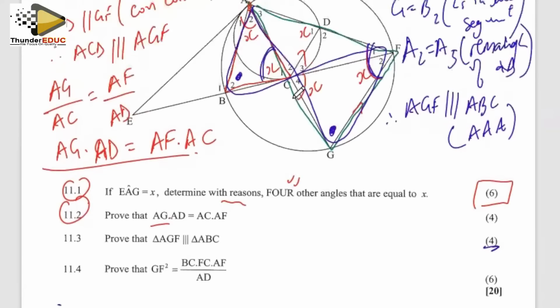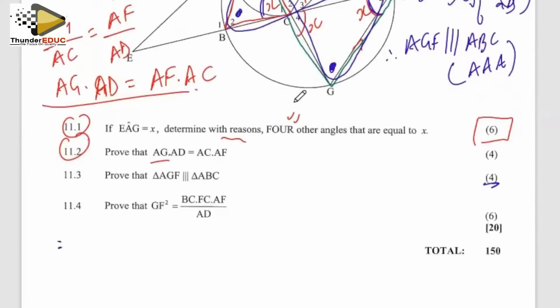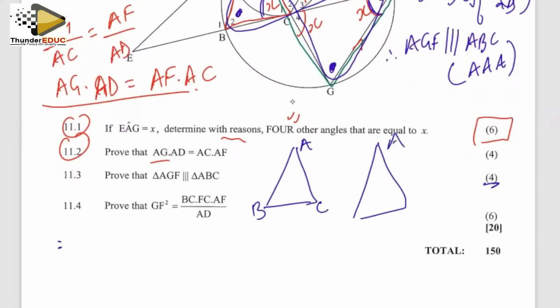So my first approach is to compare the two triangles, okay? So what I will do is just sketch the two triangles here. So I have A, this is B, this is C, this is A, this is F, this is G. That is X, that is the dotted line that I had. This is the A2 and A3.